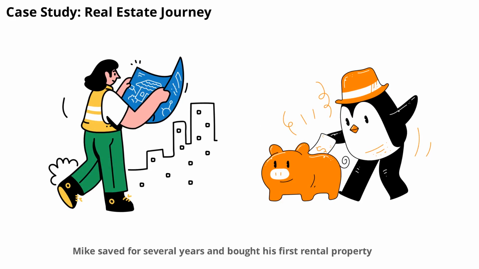Mike saved for several years and bought his first rental property. He managed it himself at first, learning the ropes and building equity. Over time, he hired a property manager and used rental income to buy additional properties. Now, his real estate portfolio provides a reliable, passive income, giving him more freedom and security.